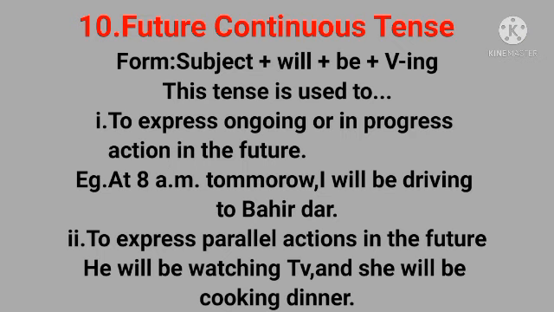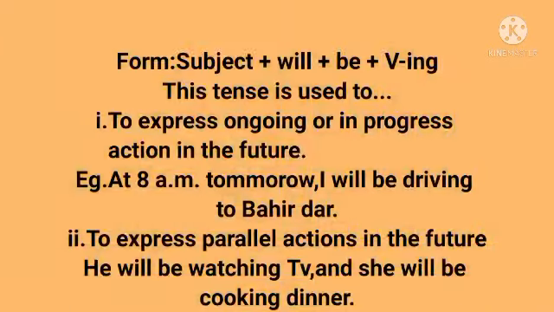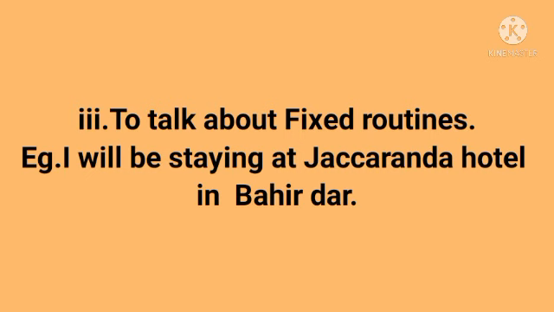The next type of tense is future continuous tense. It has the form subject plus will plus be plus verb-ing. This tense is used to express an ongoing or progress action in the future. For example, at 8 am tomorrow I will be driving to Bahir Dar. Second, to express parallel actions in the future. Example: he will be watching TV and she will be cooking dinner. These two actions are parallel. This tense is also used to talk about fixed routines. Example: I will be staying at Jacaranda Hotel in Bahir Dar.